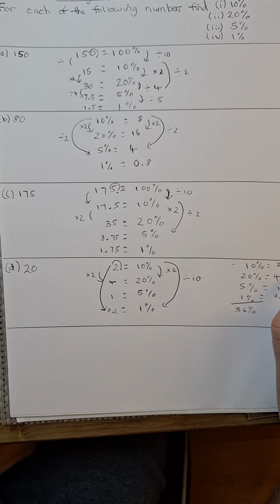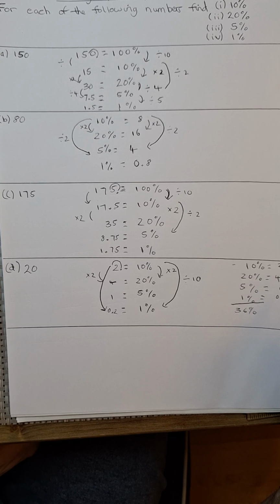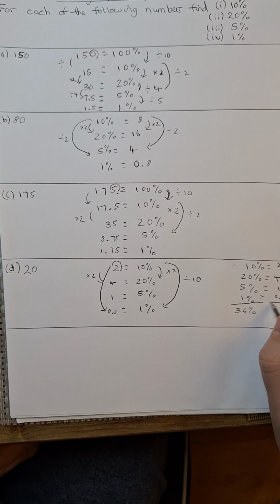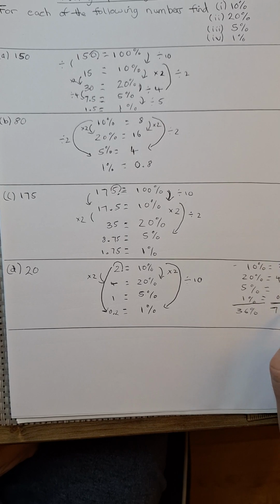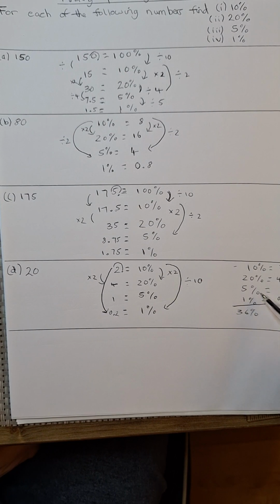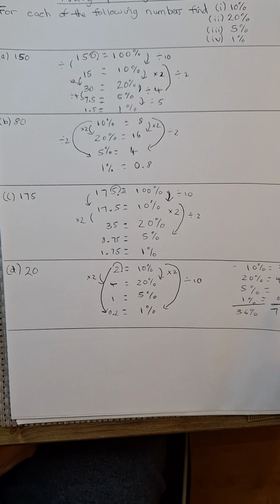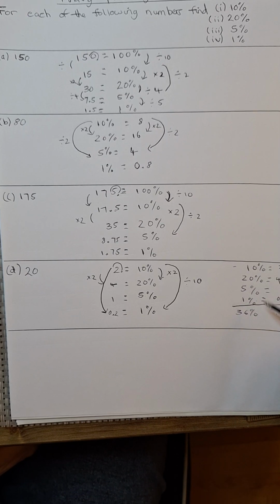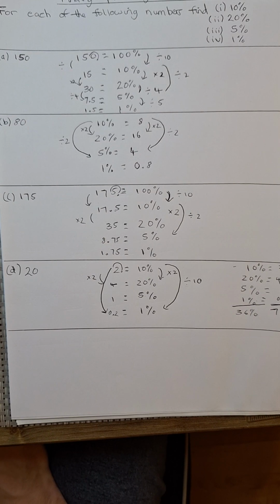So we'd simply add them up here. 4 plus 2 plus 1, which is 7, plus 0.2, which is 7.2. Or if we wanted to do 6%, we'd simply add 5% and 1%, so 1 plus 0.2, which is 1.2. So we've got all these, so we can do a number of different combinations, finding the percentages of whole numbers.